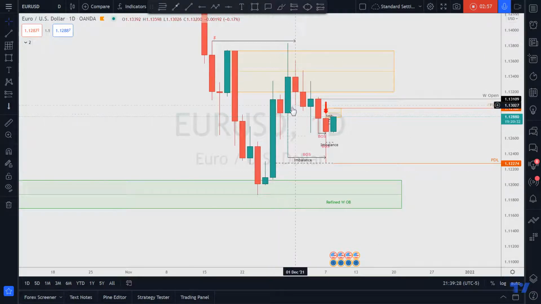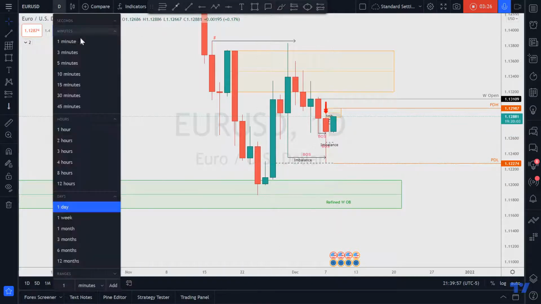Now, what else do we see here? The rejection from this supply, and we are coming down. You see these long wicks that show exhaustion of the bearish movement. You can see the buyers are trying to push back. Sellers are still in control, but buyers are pushing up.